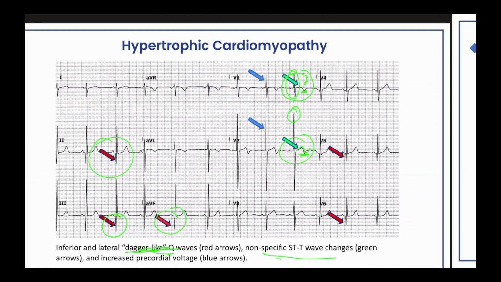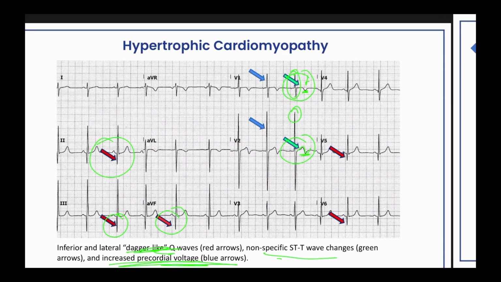And the last thing is increased precordial voltage, the blue arrows again, right-sided, increased size. So remember, right ventricular hypertrophy, that as well.